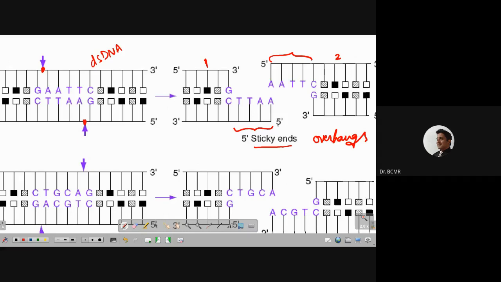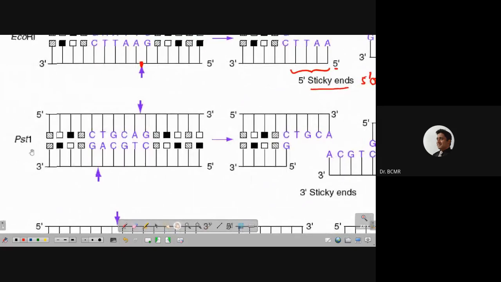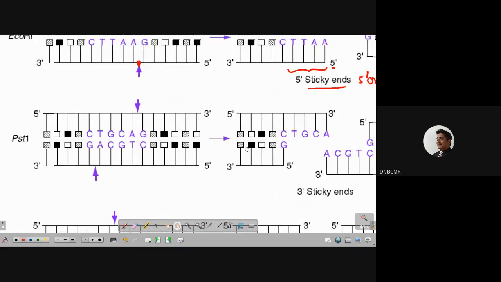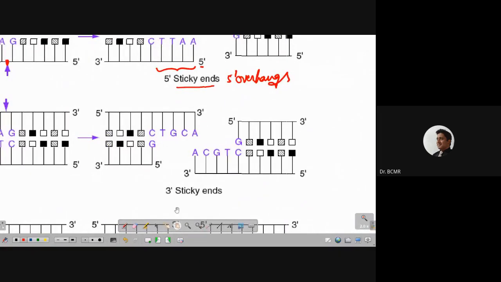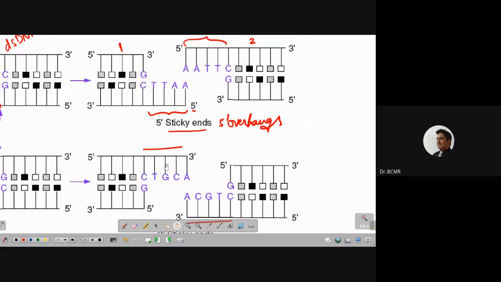So what kind of overhangs are there? The 5' end is here, so you call them 5' overhangs, or 5' sticky ends. But that is not the only type of overhang that is produced. Here we have an enzyme called PstI. PstI cuts in a different location. It recognizes the CTGCAG sequence, and when it cuts, it leaves a 3' overhang, like in here and here. I hope you can compare the difference between a 5' overhang and a 3' overhang.